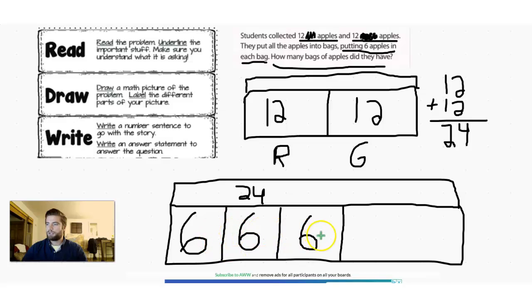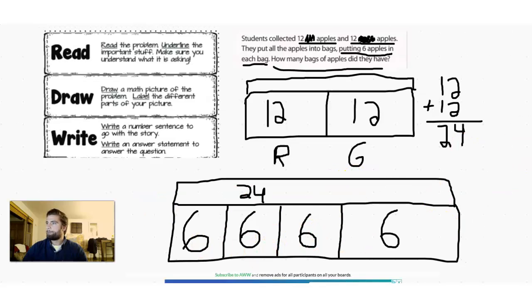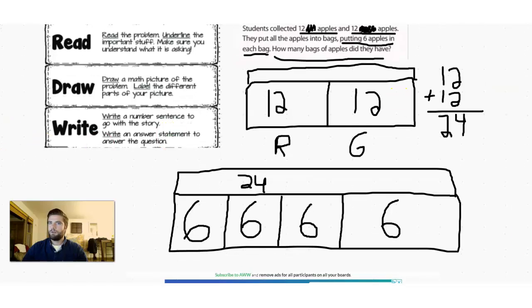12 here plus another 6 is 18. And let's keep going. Add another bag of 6. 6 plus 6 plus 6 is 18. Plus another 6 is 24. So now we've put 6 apples in each bag. Now we just have to count how many bags we have. I'm going to zoom out one more time. 1 bag, 2 bags, 3 bags, and 4 bags. Okay, so we have 4 bags of apples all together.